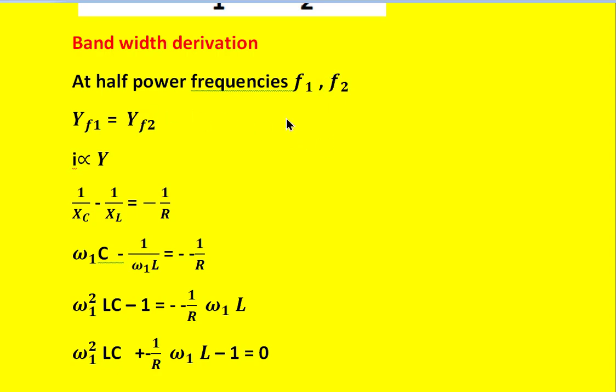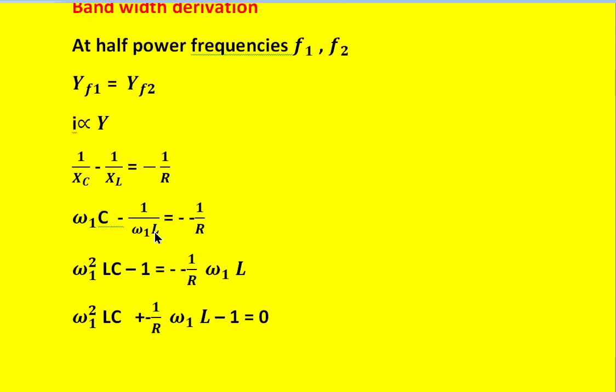parallel circuit. At half power frequencies F1, F2, the admittance of the circuit is the same, that is YF1 is equal to YF2. As known from the fundamentals, current is directly proportional to the admittance. So it can be written like this: 1 by Xc minus 1 by XL is equal to minus 1 by R. So Xc can be written as 1 by omega 1c.